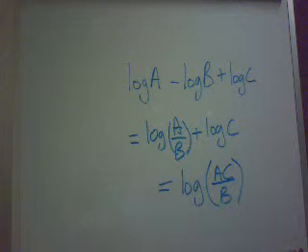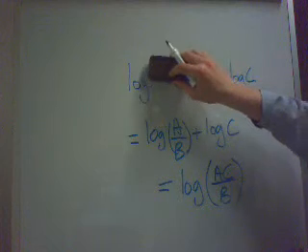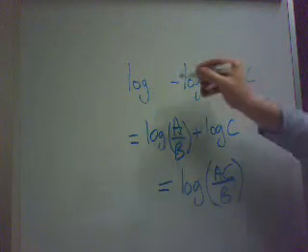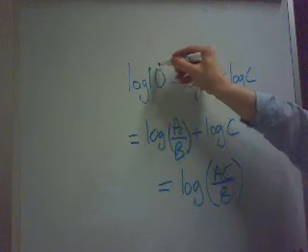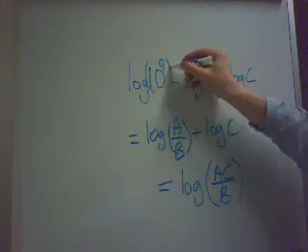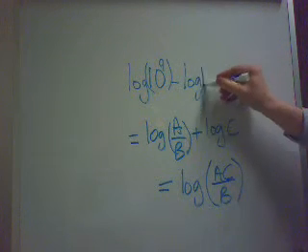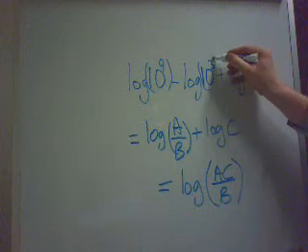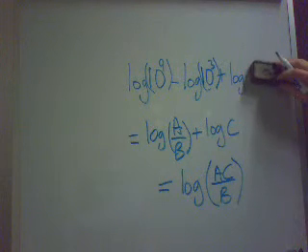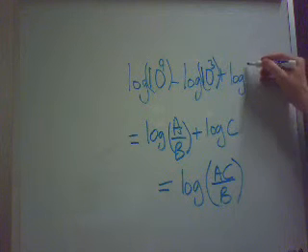To try and get a sort of confirmation that that's the case, let's imagine that a was 10 to the power 9, and b was 10 to the power 3, and c was 10 to the power 5.